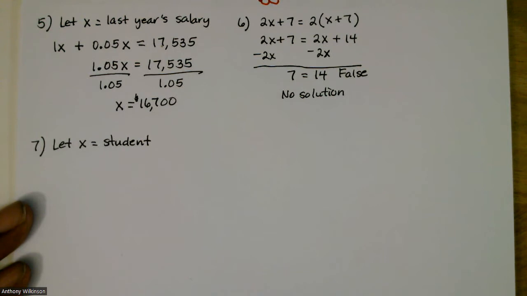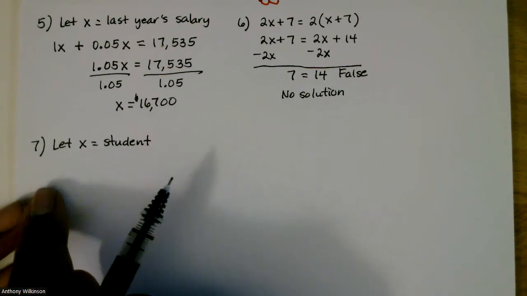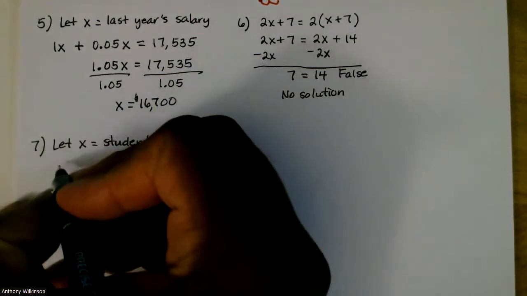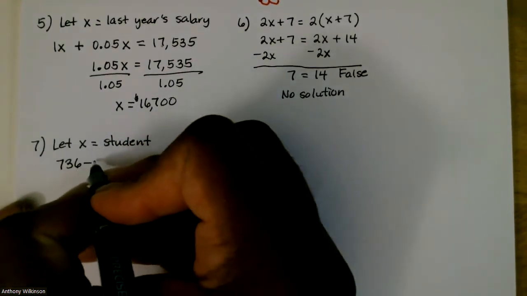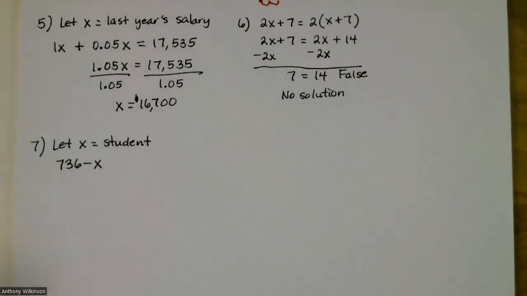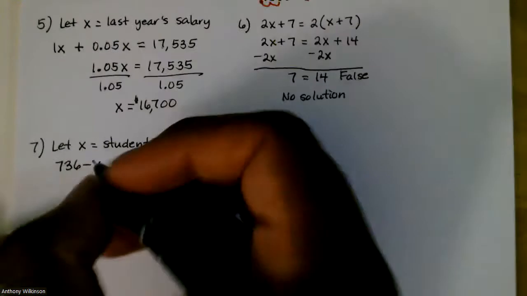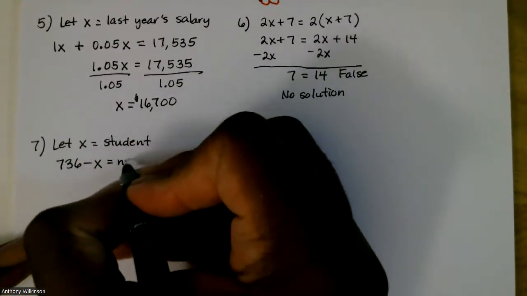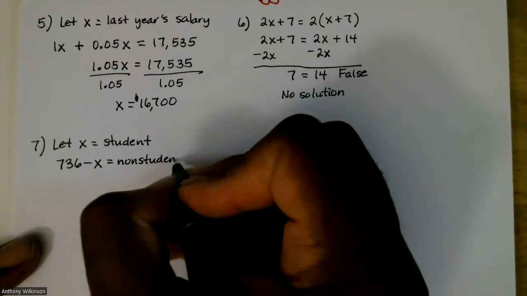All right, and we have 736 tickets that were sold. So if X is the number of student tickets sold, then the number of non-student tickets that were sold will have to be this expression, 736 minus X, because we have to subtract the number of student tickets from the total number of tickets that were sold. And that will give us the number of non-student tickets.